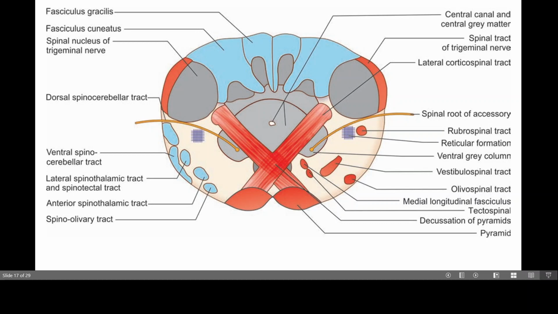And on this side you can see the more descending tracts. In addition to the lateral corticospinal, we can see more tracts like the rubrospinal, the vestibulospinal, the olivospinal, and tectospinal, and the medial longitudinal fasciculus. It's okay if you skip them, but we have to draw these ones: the lateral corticospinal, the lateral spinothalamic, and the dorsal and the ventral spinocerebellar.